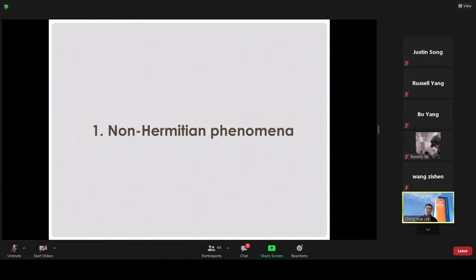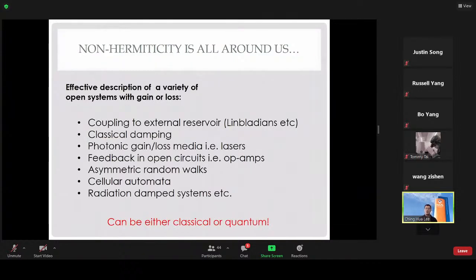Okay, so first I'll talk about non-Hermitian phenomena. When I talk about non-Hermiticity, one of the most common questions that I receive is: is it even real? Does it even exist in real life? Of course, my answer would be yes, it exists. And it's not just in the restricted sense as some people might think.